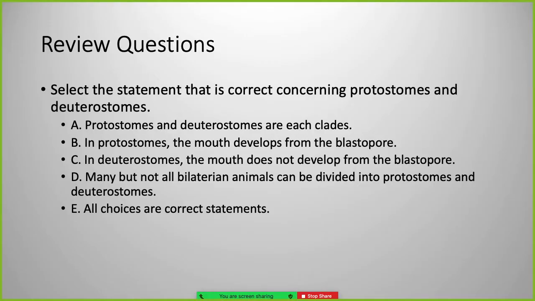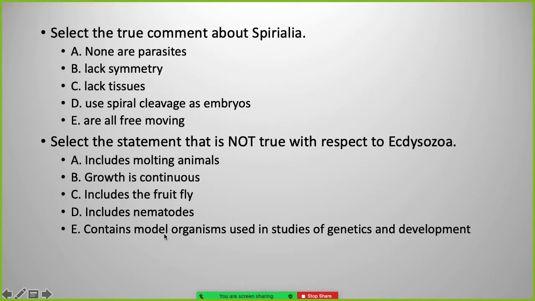Okay, review question. Select a statement that is correct concerning protostomes and deuterostomes. B? Yeah. Because I got B and C. Yep. So all of these statements are correct. They're in each clade. Mouth for the protostome, deuterostome. Mouth does not develop from the blastopore. Yeah. Select the true comment about Spiralia. D, yes, they use spiral cleavage as embryos.